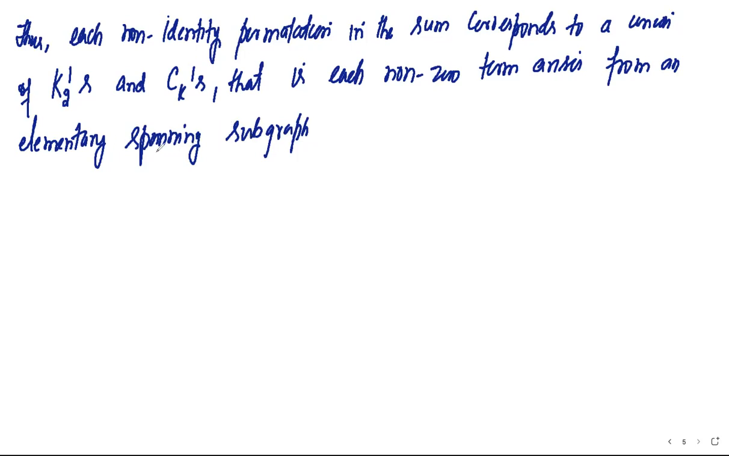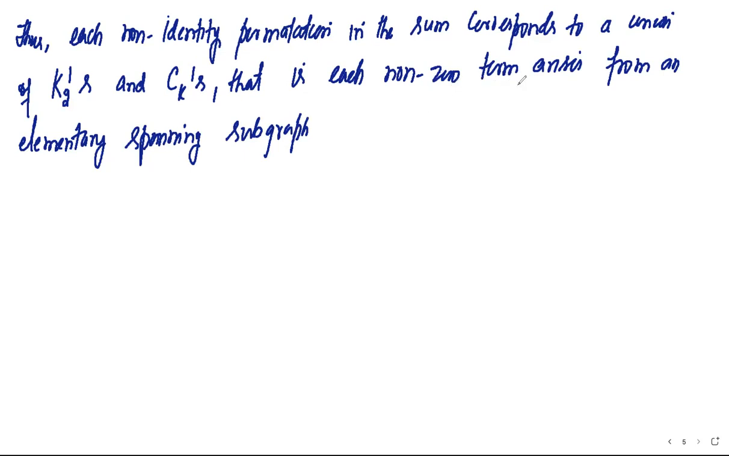That elementary spanning subgraph, whenever we have K2 there, we will write a cycle of length 2 corresponding to it. And whenever we have a cycle of length bigger than 2 in that elementary spanning subgraph, we will identify it with a permutation of length at least 3. So whenever we have an elementary spanning subgraph, that will actually consist of K2s and CKs. Now K2 is a cycle of length 2 in the cycle decomposition of sigma, and a cycle of length at least 3 corresponds to a cycle permutation in the cycle decomposition of sigma of length at least 3.